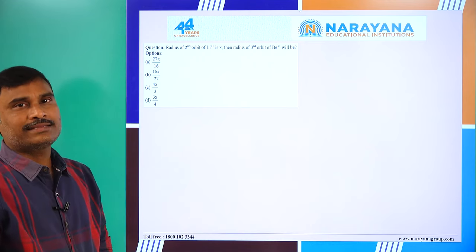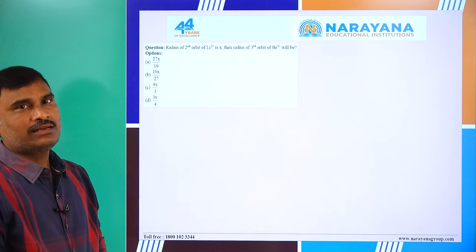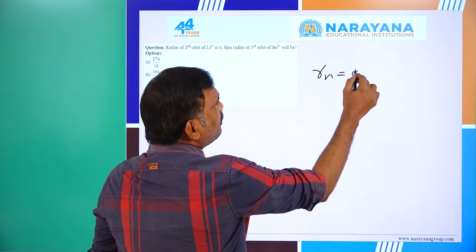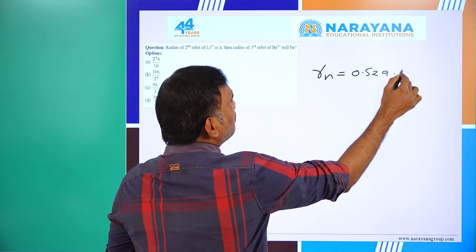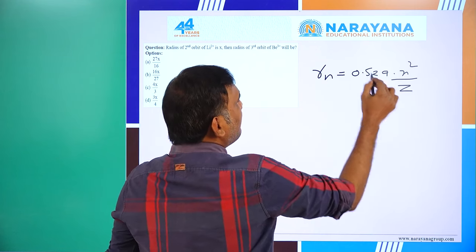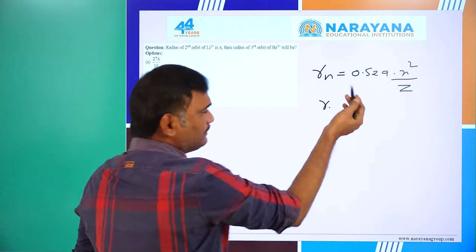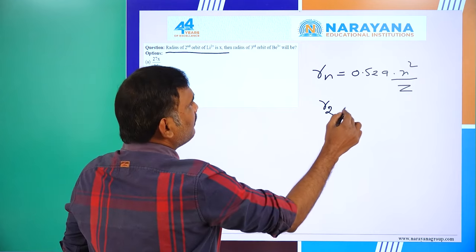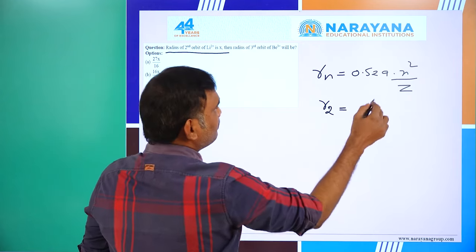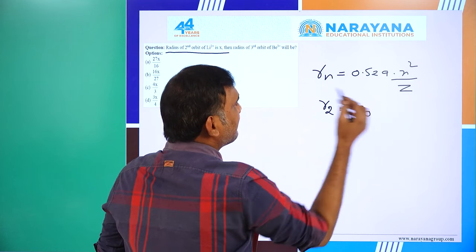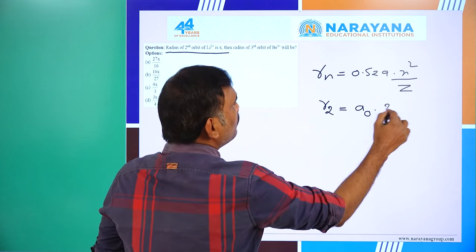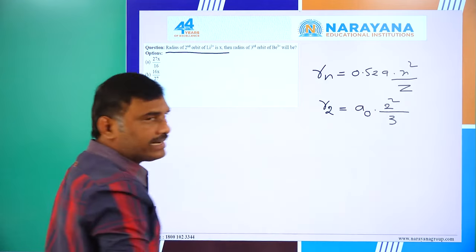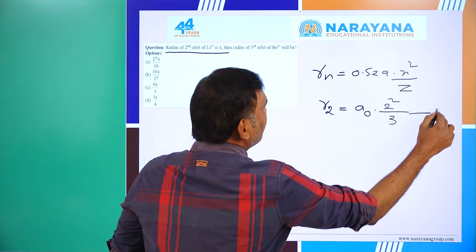Generally, how to calculate the radius is the question from atomic structure. Rn is equal to 0.529 into n square by Z. What is the radius of the second orbit? R2 of lithium, I am taking as A0 into 2 square by Z, that is 3, the atomic number. Let us say this is equation 1.